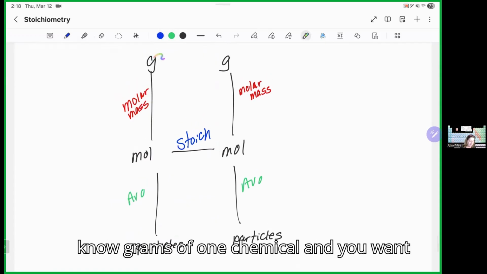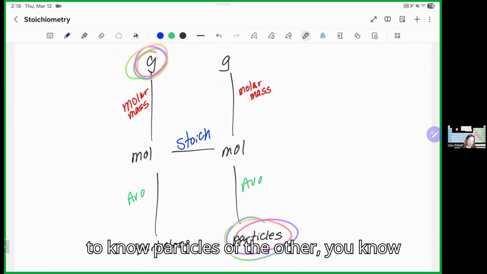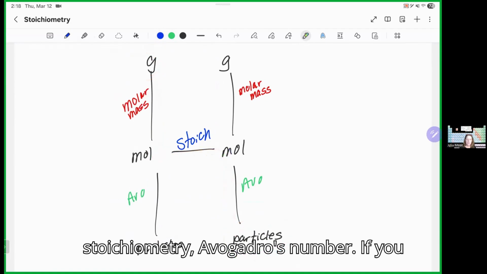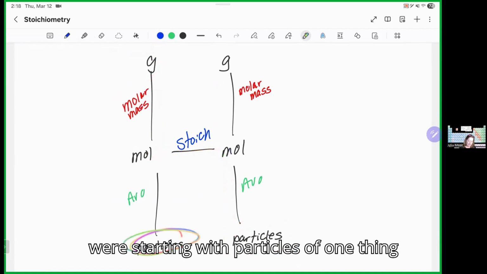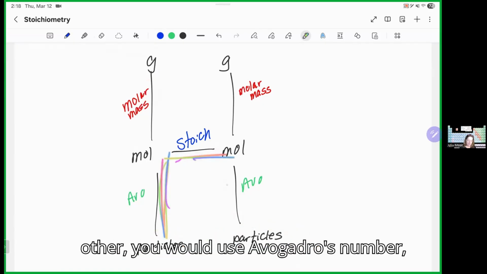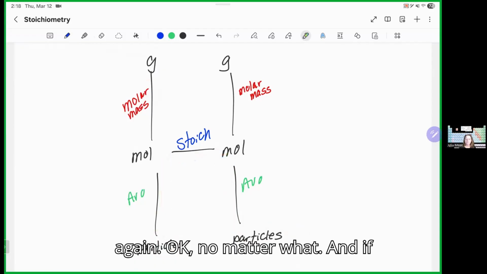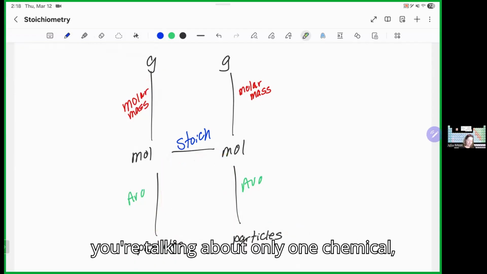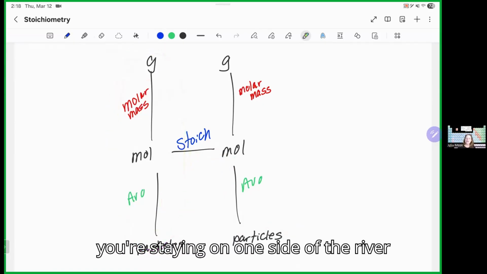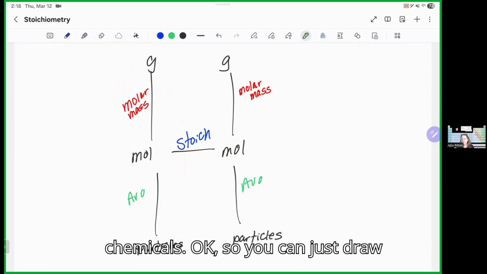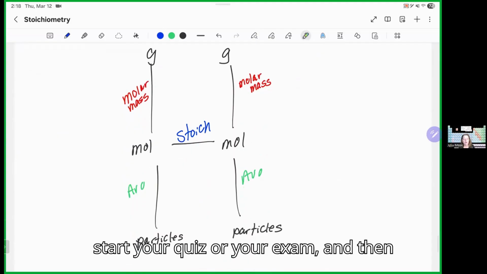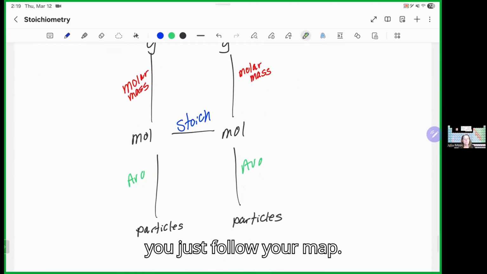If you know grams of one chemical and you want to know particles of the other, you know that you're going to use a molar mass, stoichiometry, Avogadro's number. If you were starting with particles of one thing and you wanted to know particles of the other, you would use Avogadro's number, stoichiometry, and Avogadro's number again. No matter what. And if you're talking about only one chemical, you're not crossing the mole river. You're staying on one side of the river because you're not talking about two chemicals. So you can just draw yourself a little cheat map before you start your quiz or your exam, and then you just follow your map.